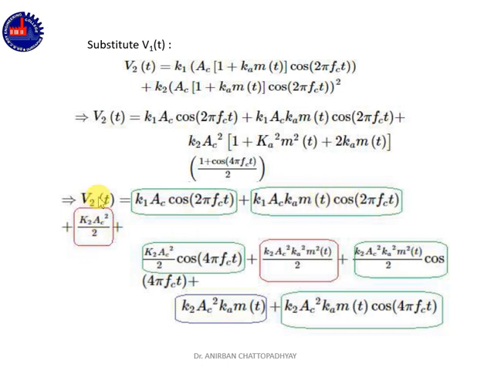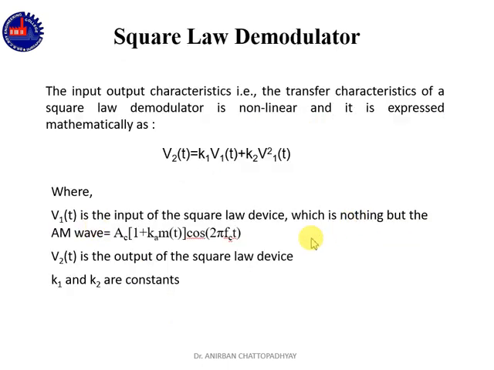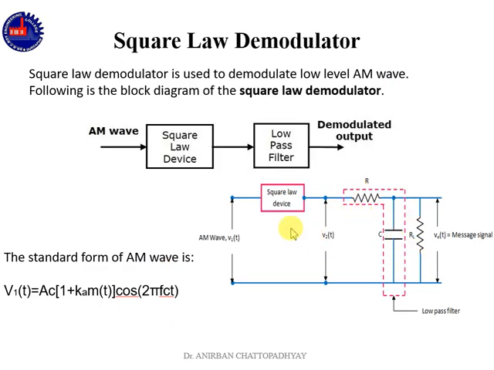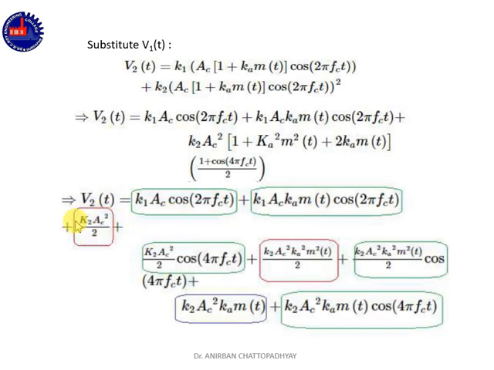Okay. Now next, come to this red box, that is K2 AC square by 2. Now this is a complete DC signal. So here we use a capacitor in the circuit. So this capacitor will block this DC signal.